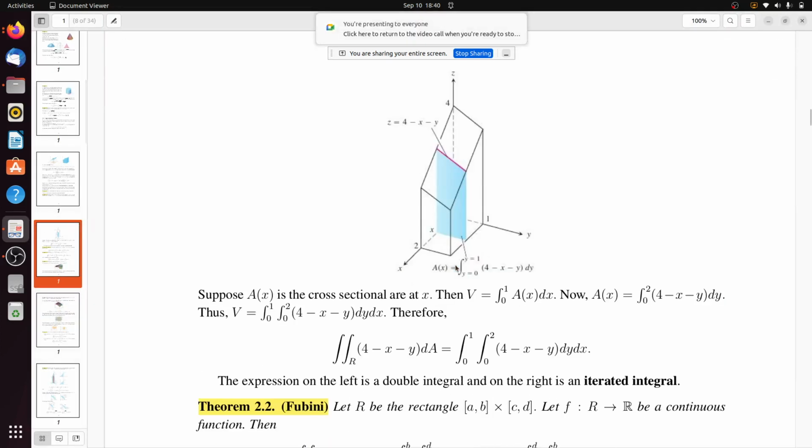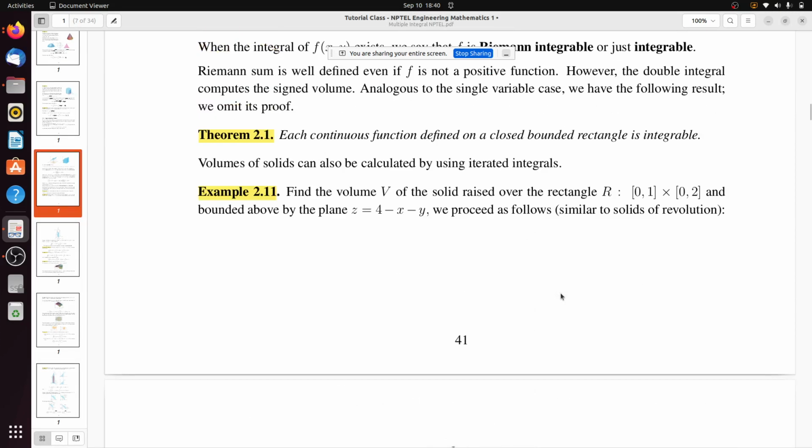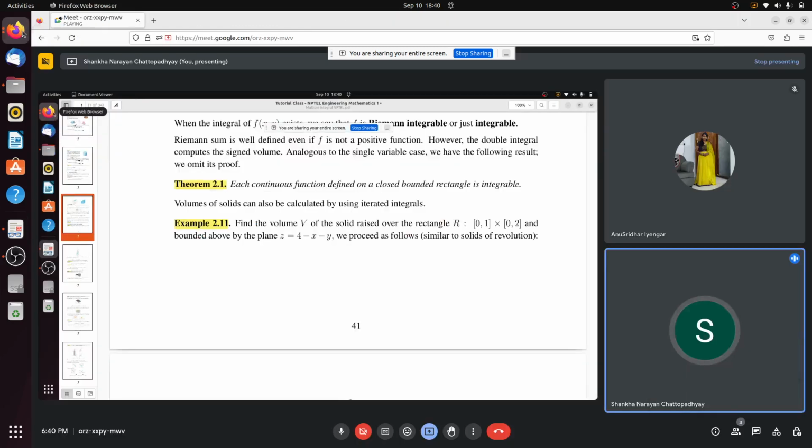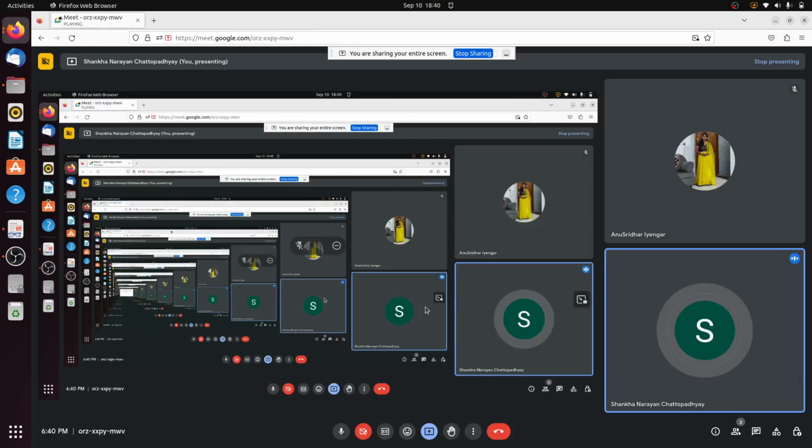So see, we are trying to determine the integration from 0 to 2. I am once again discussing how you are trying to determine this. Is my screen visible right now?